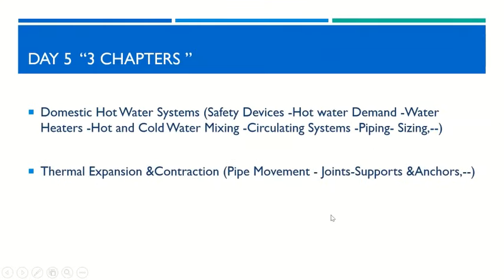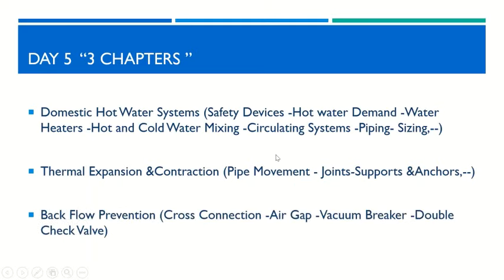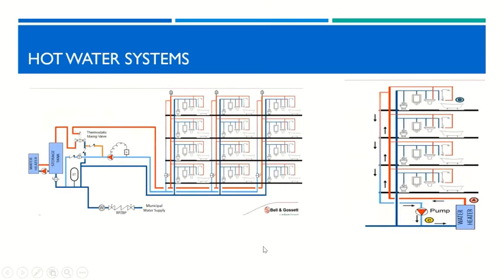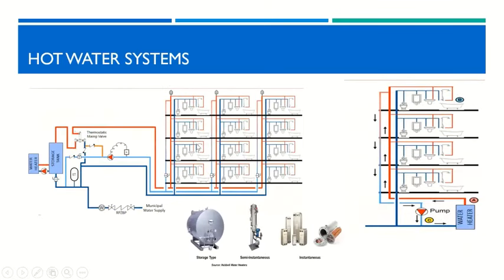Then day 5, we talk about domestic hot water system, safety devices, hot water demands, water heaters type, hot and cold water mixing, circulating system, piping and sizing, and thermal expansion and contraction, pipe movement, joint support anchors, backflow prevention like cross connection or air gap, vacuum breaker, double check valve. The example of hot water system, up feeding, down feeding, and type of heaters.